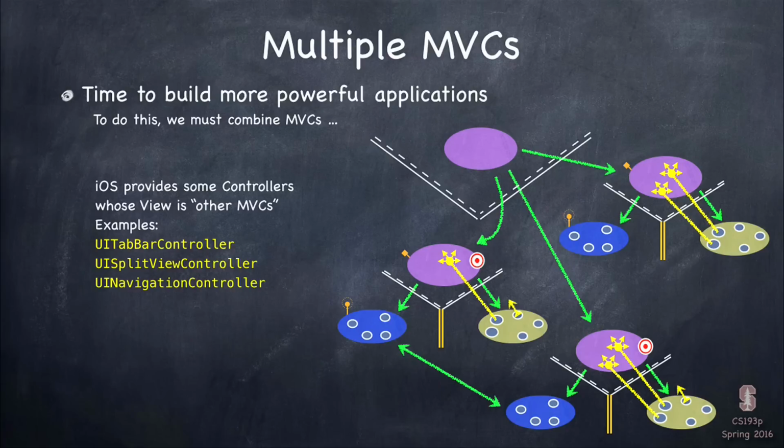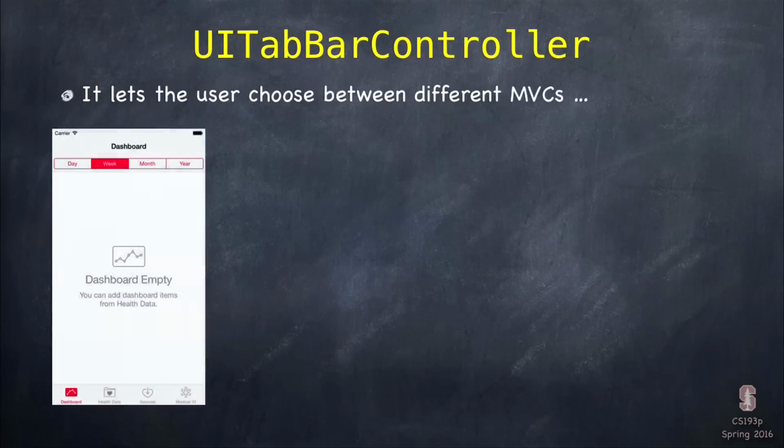And then, of course, UINavigationController, the number one combiner of MVCs. This is where you have an MVC with a button in it, you click it, and a new MVC appears with a back button at the top, and you can click to go back to the one you were on. You see navigation controllers in almost every iOS app that's ever been designed, except maybe games that are all one MVC. So let's talk a little bit about how all these things work. Let's start with the tab bar controller.